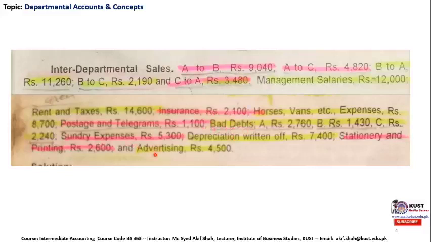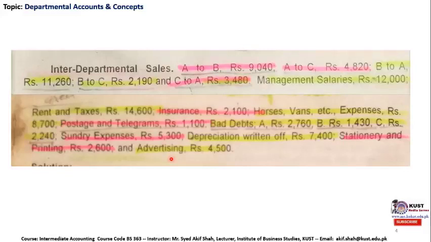Sundry expenses are rupees 5,300. Once again the same rule will be applied on the division of sundry expenses to Departments A, B and C. The same principle will also be applicable to depreciation written off of 7,400, then stationery and printing expenses of rupees 2,600, and finally, last but not least, the advertising expense worth rupees 4,500, which will be divided amongst Departments A, B and C respectively.